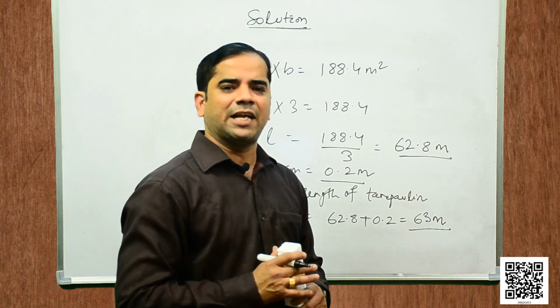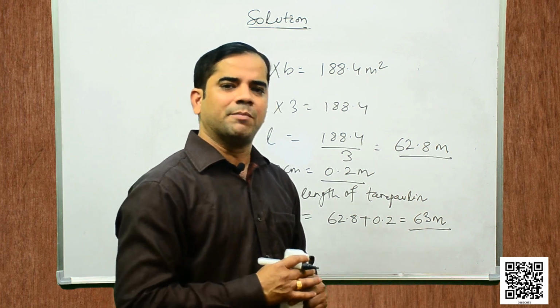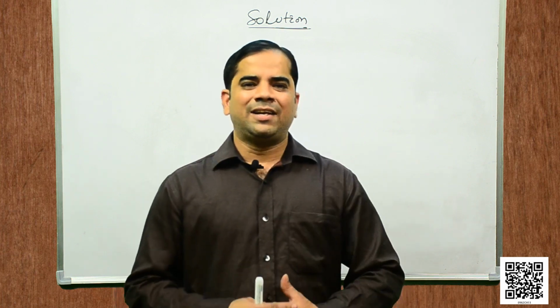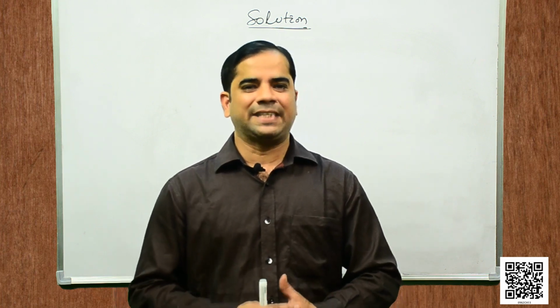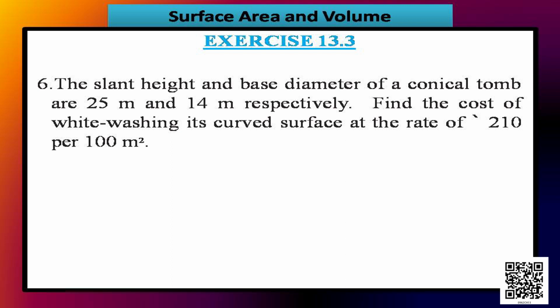Hope you clearly understand the solution for question number 5. Students, let us now solve question number 6. It says the slant height and base diameter of a conical tomb are 25 meter and 14 meter respectively. Find the cost of whitewashing its curved surface at the rate of rupees 210 per 100 meter square. Hope you understand the question. Let us now solve it.